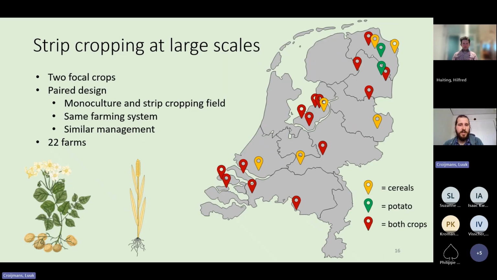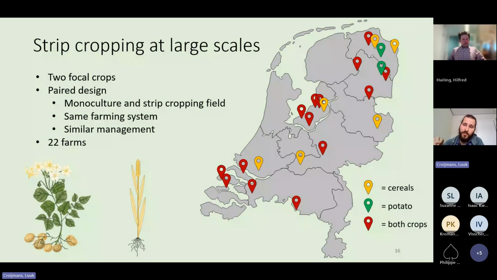And then we set up this farm network research all across the Netherlands. You can see on this map the different locations where we measured. Here we focused on potato and on cereals, because these are two of the most grown crops in the Netherlands, so it was easy to find a lot of farms that grew them in strip cropping. And we had this kind of paired design. So each of these farms that you see, there was a strip cropping setup and a monoculture with the same crop. So we could really compare the difference between a monoculture and strip cropping setup.